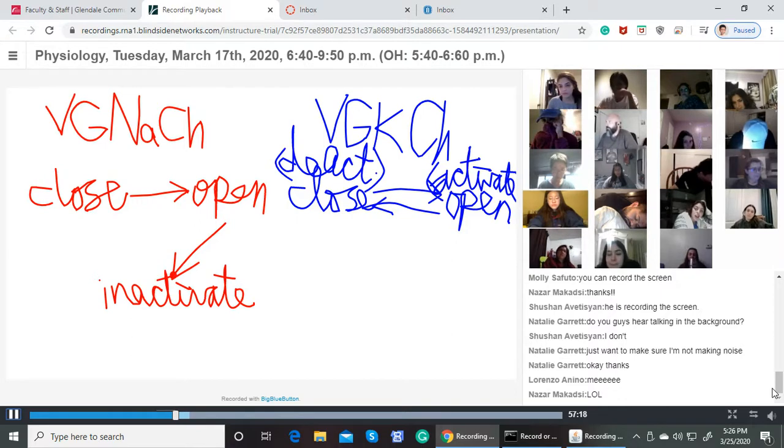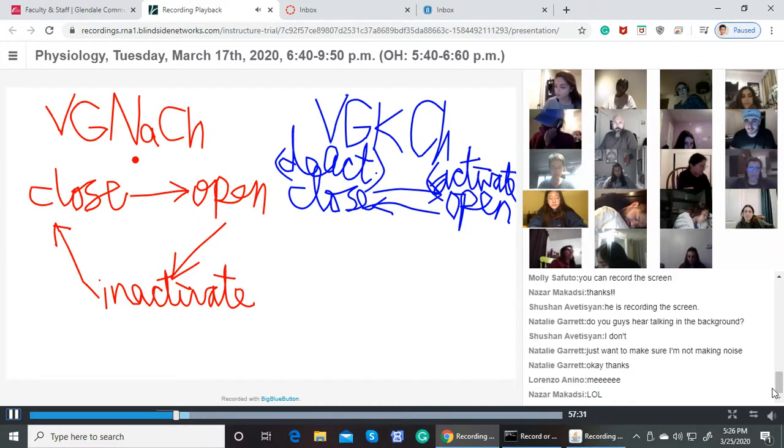And then after inactivation, you close. Again, the same thing. Open is also known as activate. Close, also known as deactivate. And then you have inactivate state.